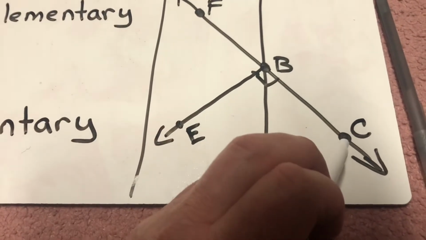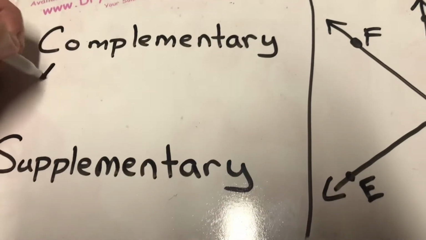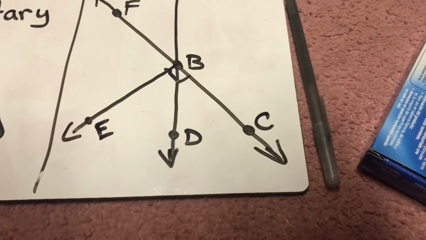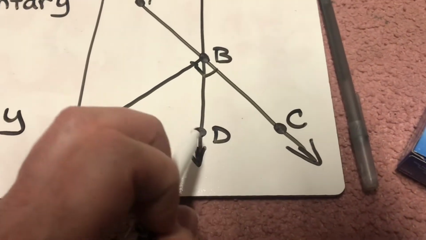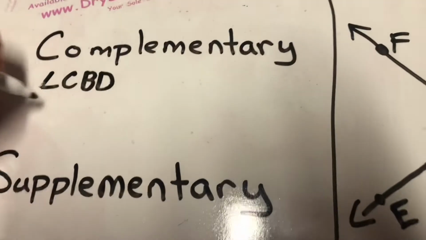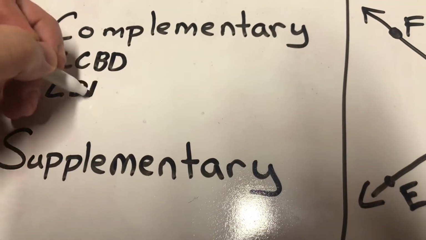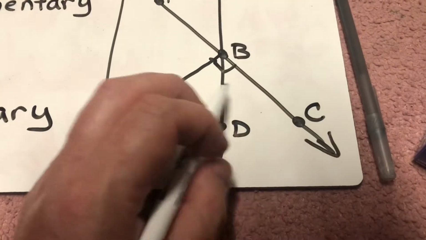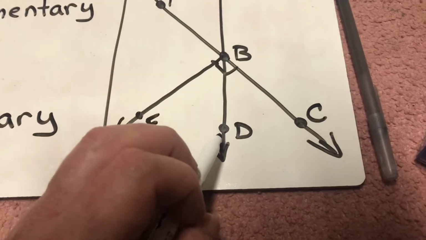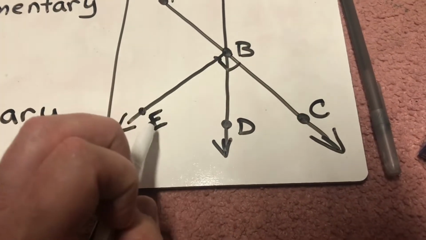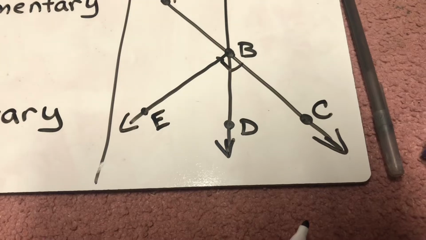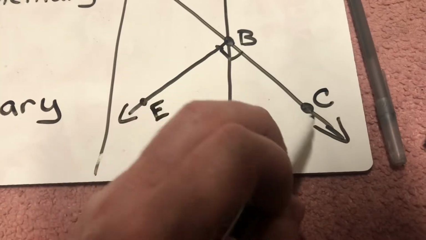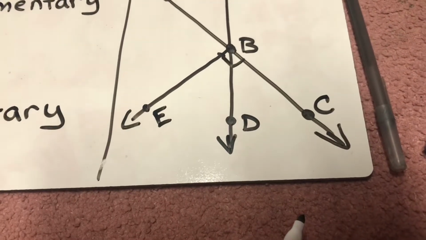So complementary angles, angle CBD and angle DBE. Combined, they're all inside the right angle CBE. They're all inside that right angle, and combined, those two angles make up a 90-degree angle.